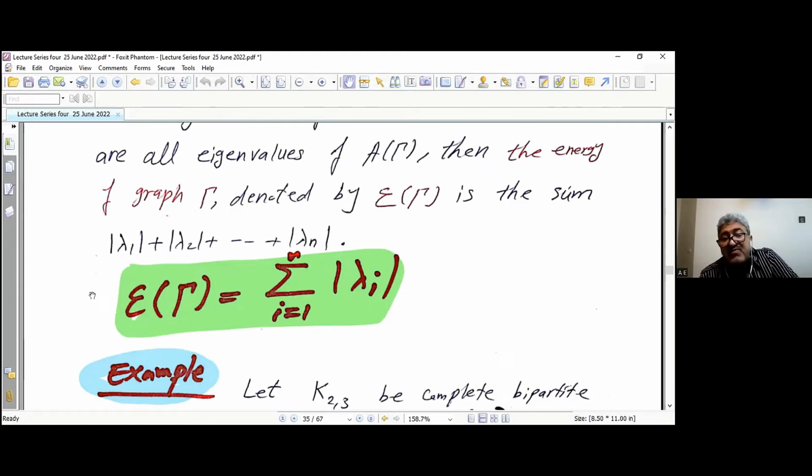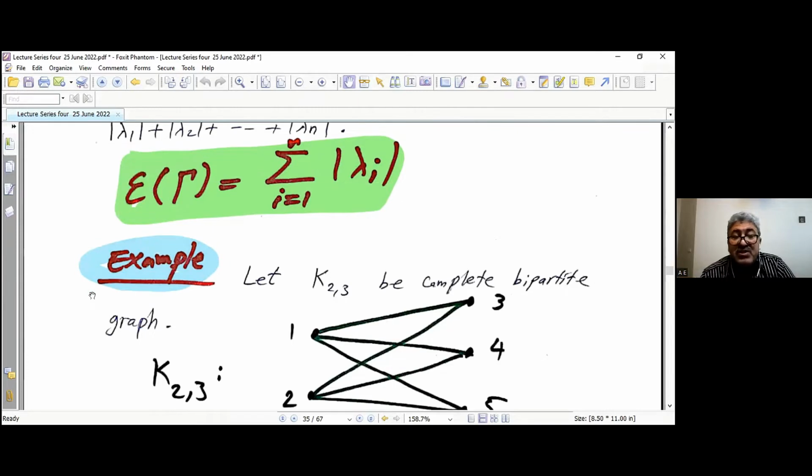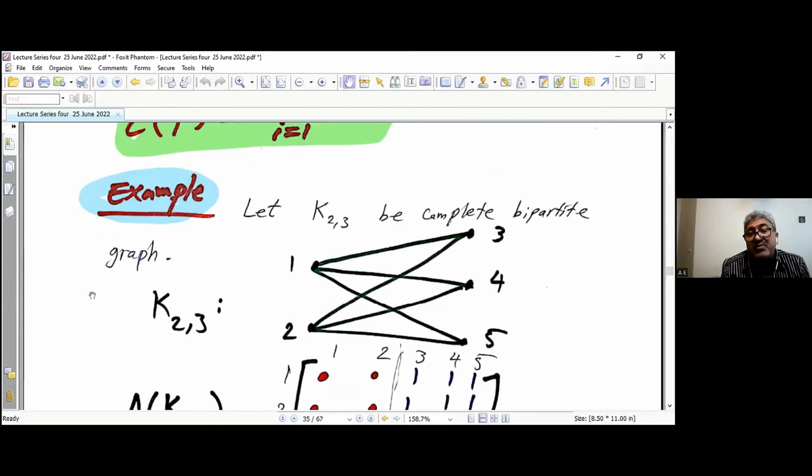Of course, we will have some other kinds of energy, which I will give more details later in this lecture. Let me give an example for the energy of a graph. Assume that a bipartite graph K_{2,3} is the complete bipartite graph. We have two vertices in the first set, and three vertices, 3, 4, 5, for the second set.